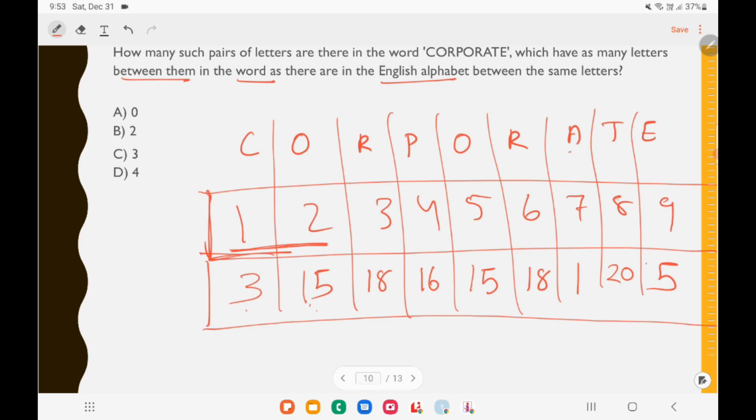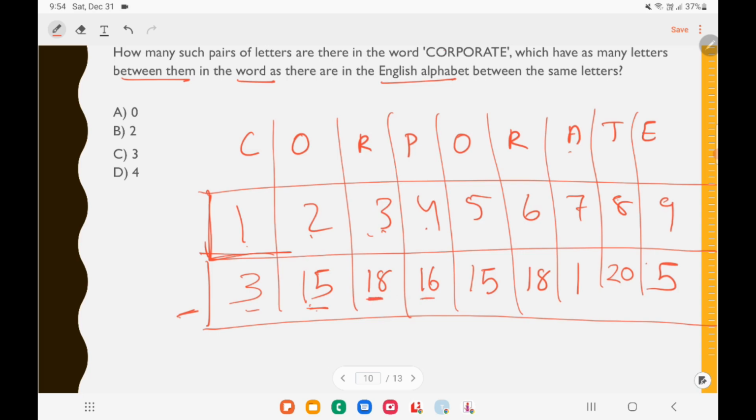There is also an easy way to check here. If you take the pairs like this, the difference in the first row will be 2 minus 1 is 1, 3 minus 2 is 1, 4 minus 3 is 1. If you take the adjacent pairs, the difference will always be 1. So just check in the second row if the difference between the adjacent numbers is 1. 15 minus 3 is 12, not 1. 18 minus 15 is 3, not 1. 18 minus 16 is 2, not 1. You can take in any order.